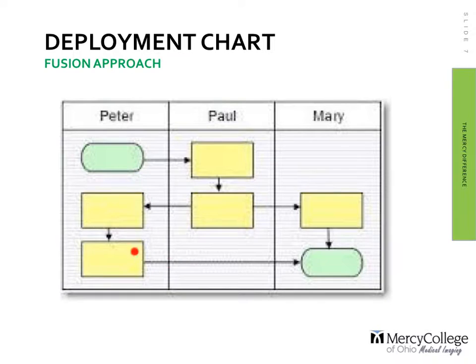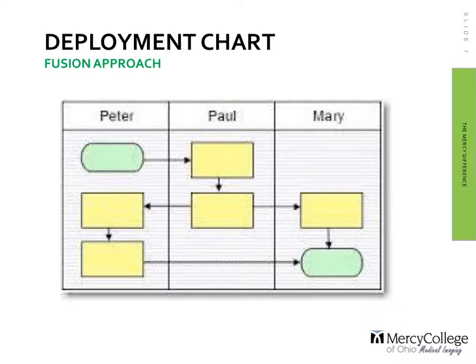What I like about this example of a deployment chart here is that it combines elements of a flowchart. When you look at flowcharts, you always know that your starting points and your ending points have rounded corners. So they're not rectangles here, but rounded. That tells you where to begin and where to end.